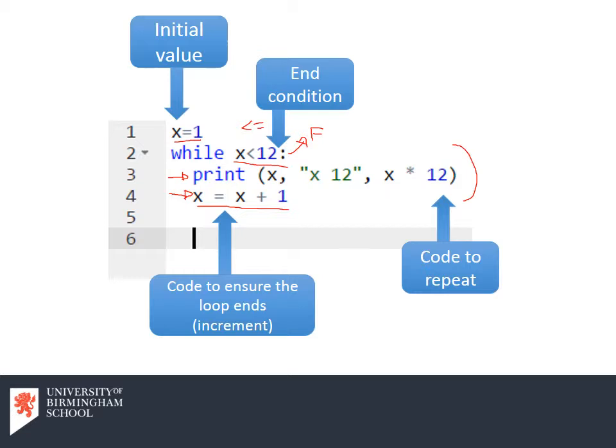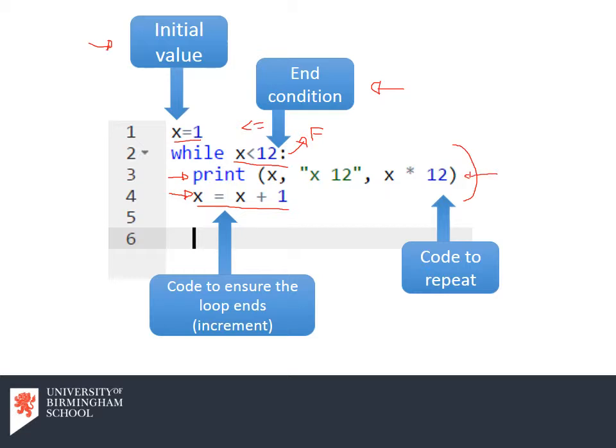Now, there's a number of elements to a while loop. First of all, we've got the initial value. This is where the loop is going to start. We're then going to have the end condition, so when the loop should stop. So the initial value is where we're starting at. The end condition is when it should stop, and it should be false to say it stopped. Then we're going to have code to repeat, and that's obviously this line of code.